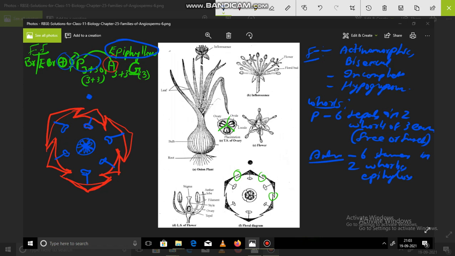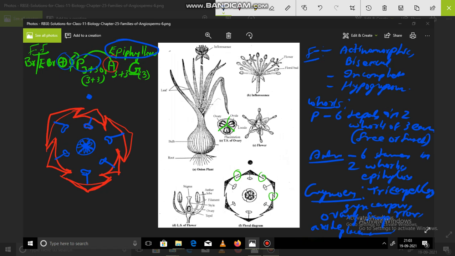Okay, and what about the gynoecium? Here it is tricarpellary. You have 3 carpels, and the 3 carpels are joined. So you must mention it is tricarpellary, syncarpous, and the ovary is superior. Okay, ovary is superior, and then you have to mention the placentation, axile placentation. The placenta is present in the center. Okay, so axile placentation. So this is how you have to describe the flower.